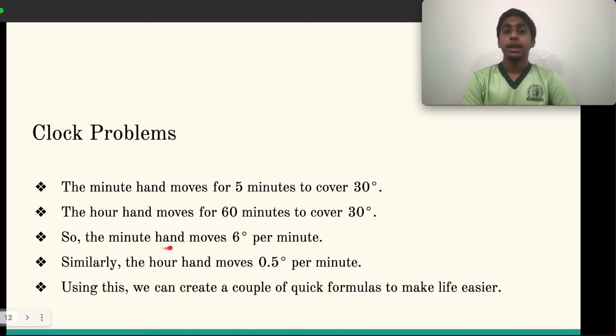So the minute hand moves 6 degrees per minute, and the hour hand moves 0.5 degrees per minute, so 1/2 degrees per minute. Using this, we can create a couple of quick and easy formulas that we use to just solve out our problems, right? Okay, so let's go and try to solve this.